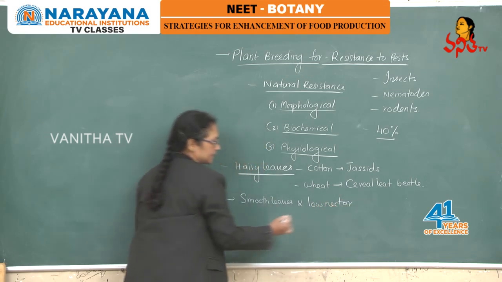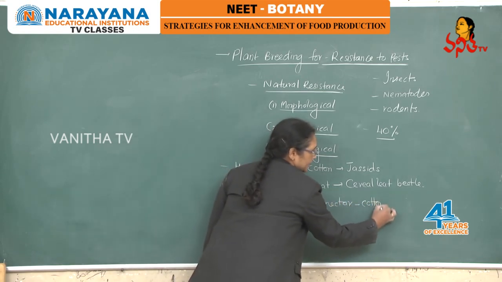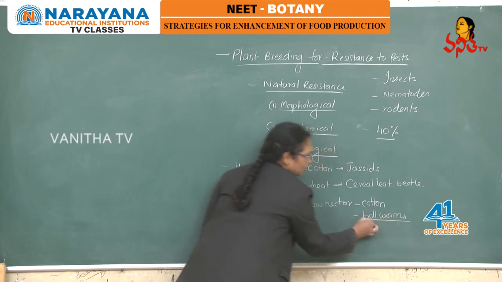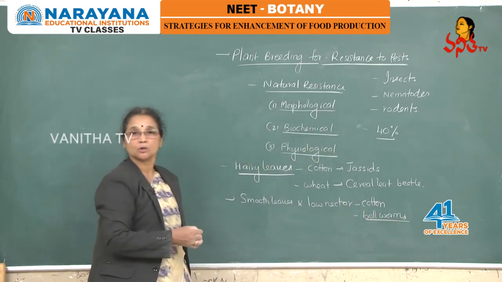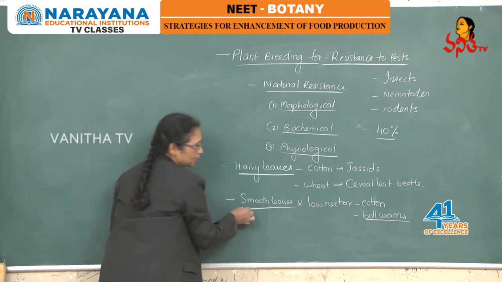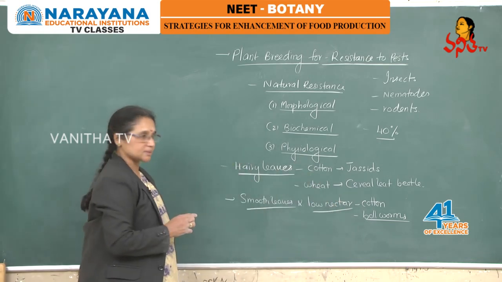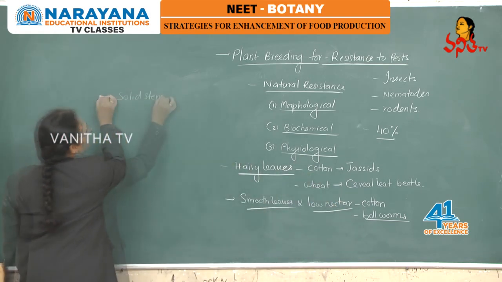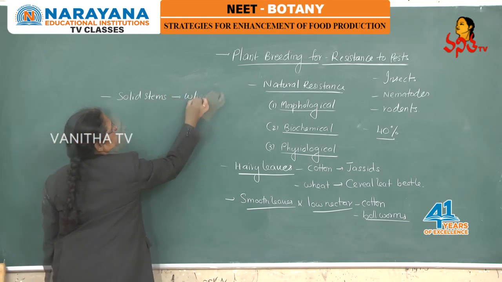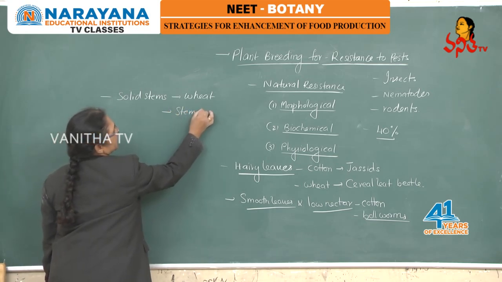Similarly, one more character in the cotton itself, smooth leaves and low nectar, nectar means honey, is not preferable to bollworms. So bollworms are the pests which will attack the cotton plants. If the plants themselves are having smooth leaves and low nectar, it is not preferable for the bollworms. And solid stems in wheat are not preferable to stem saw fly.